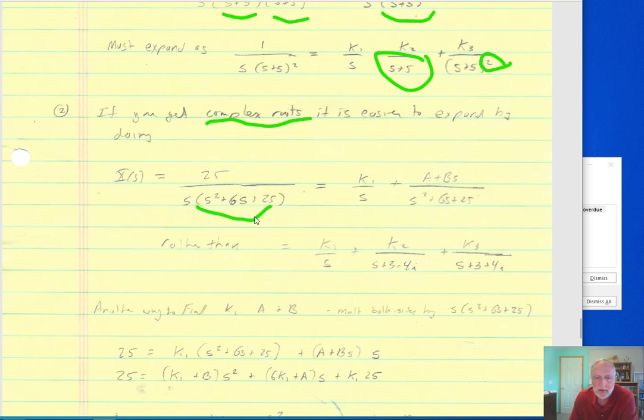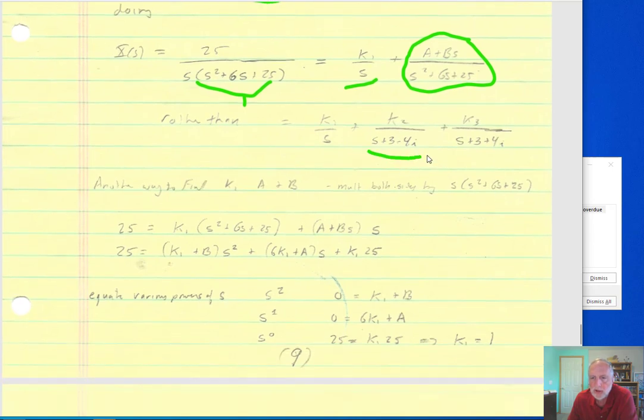Note number 2 is if you have complex roots, often it's easier to leave the complex roots together as a second order polynomial like this, rather than splitting it up like I did earlier into the 2 complex parts. That's because the algebra gets kind of messy if you include all of the i's, the imaginary parts. So you leave it like this, you expand it in terms of the real root, and then if you have complex conjugate pair roots, you expand it like this, rather than doing the individual terms like this. It just makes the algebra easier.